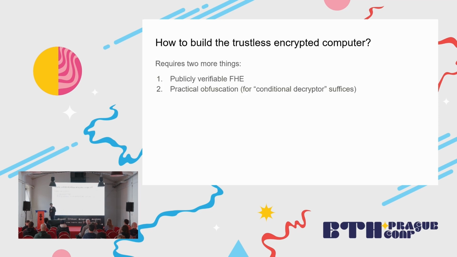What are the missing parts? Well, there are two more things that are necessary. The first one is publicly verifiable FHE. I'll get to that. And the second one is practical obfuscation. The reason that I mention practical obfuscation is because there exist schemes for obfuscation, but they're not practical. For the details that I'll mention later, practical obfuscation only for something called a conditional decryptor suffices, and I'll get into the details of what that means.